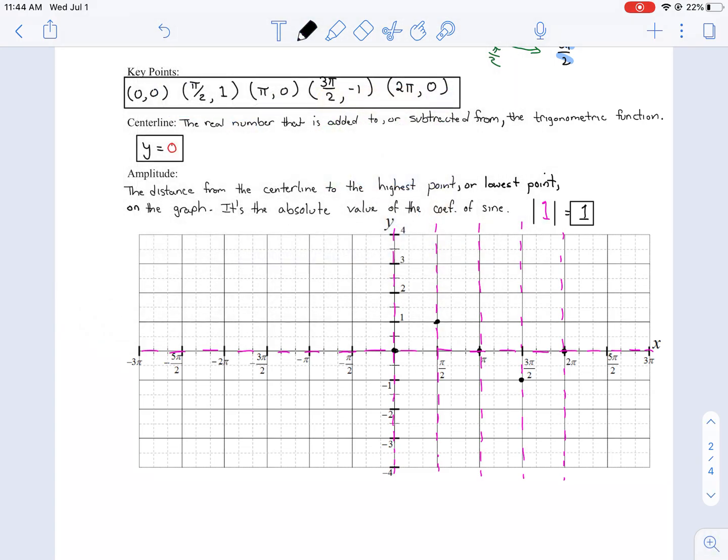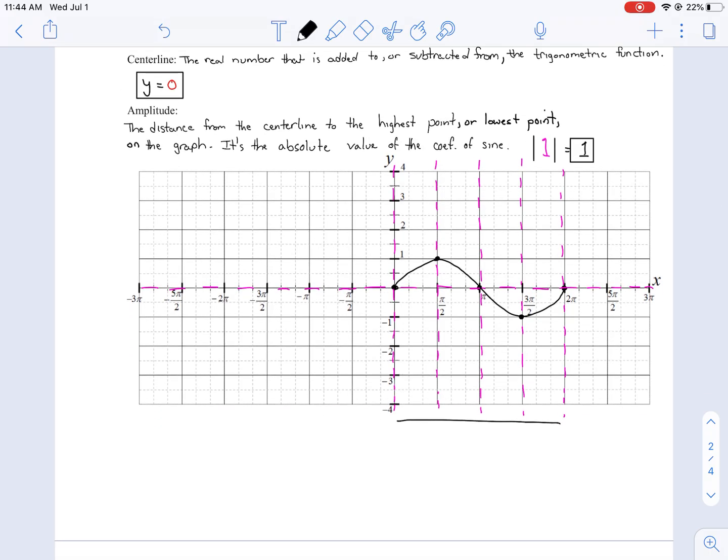And now I'm going to graph one complete cycle of sine. If I can, there you go. So this is one complete cycle of sine in a 2 pi period.